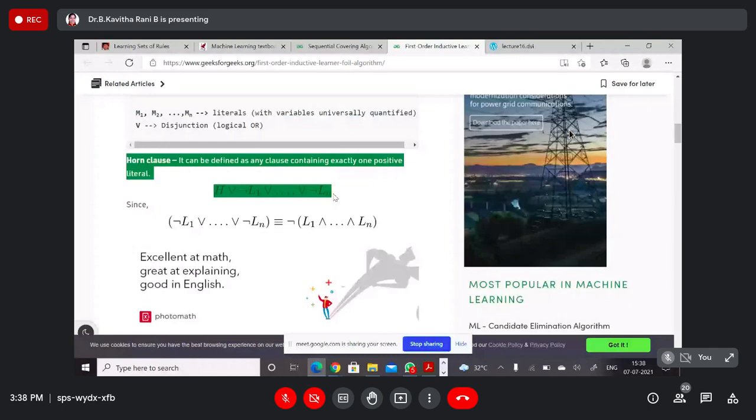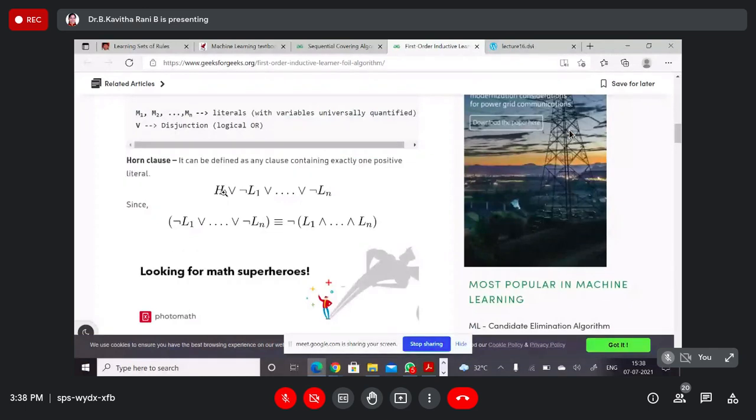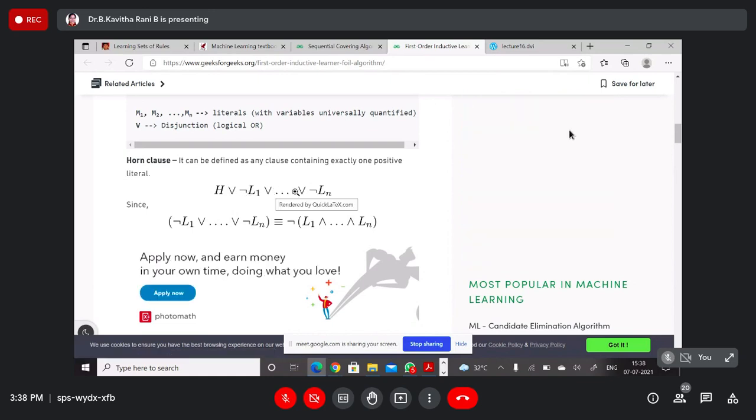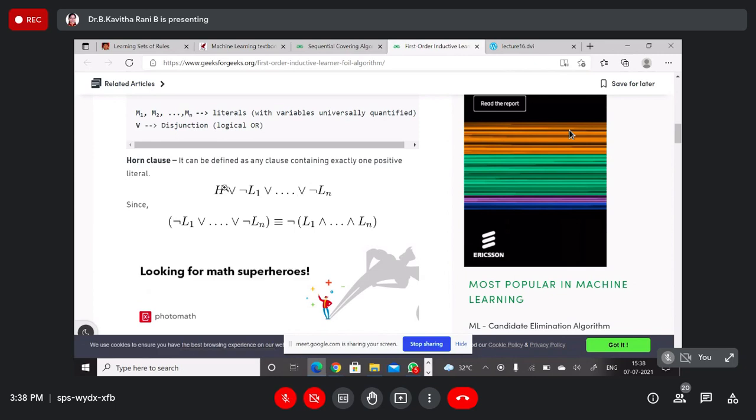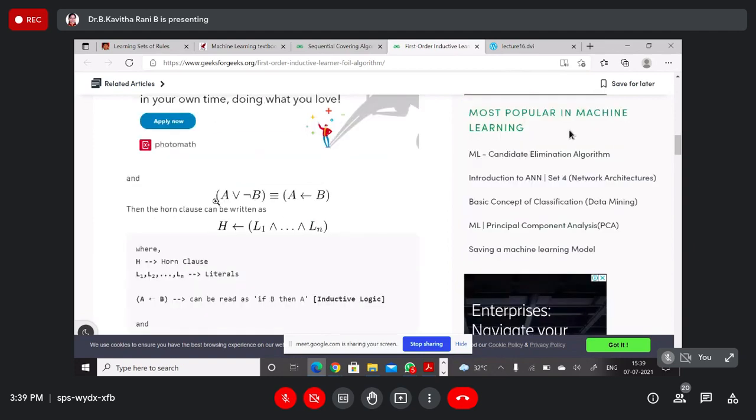Can be given positive later. Okay. So H is nothing but hypothesis, B is nothing but ... or not L1 or so on, not Ln, so likewise. So you will be defining the rule in this way. So here you can see example: A or not B. Okay, so that can be written in this way. So you will be framing the rules in this way.